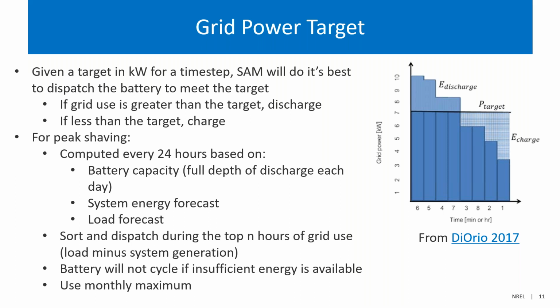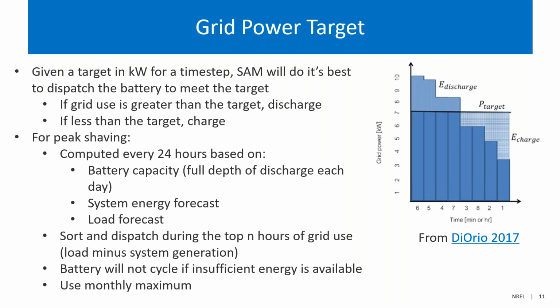So for our peak shaving dispatch algorithm, that's computed every 24 hours based on the battery capacity, so the full depth of discharge of the battery each day, the forecast of energy coming from the system, and the forecast of the load. And then given that forecast for the next 24 hours, the peak shaving algorithm will sort and try to figure out how many hours of grid use the battery can discharge successfully to lower the target. If there isn't sufficient energy available, either from the battery being charged or because there isn't sufficient generation, the battery will not cycle that day.